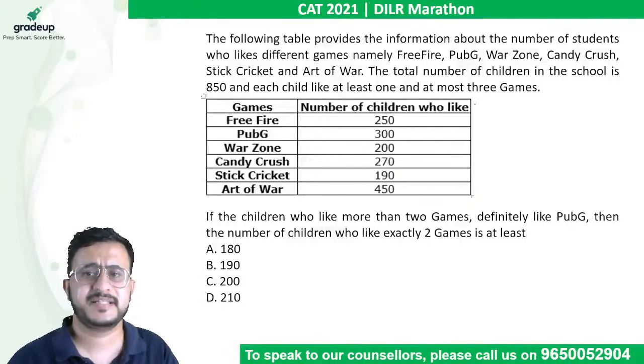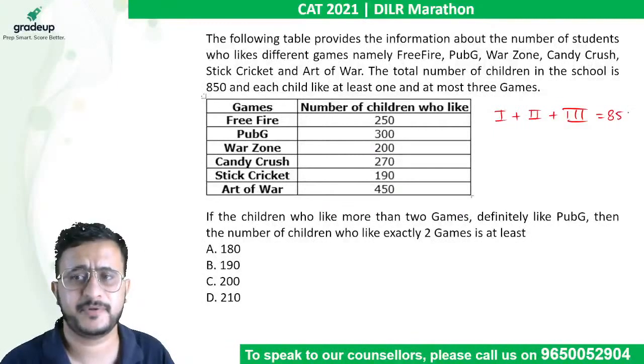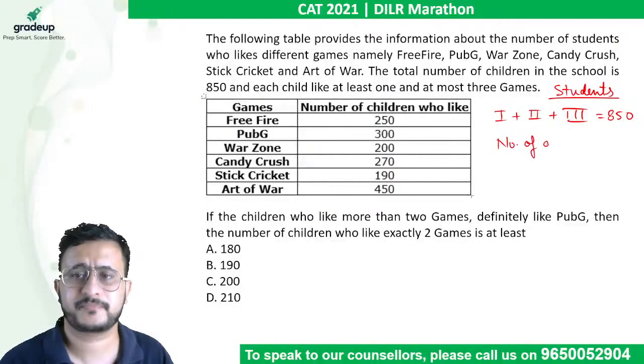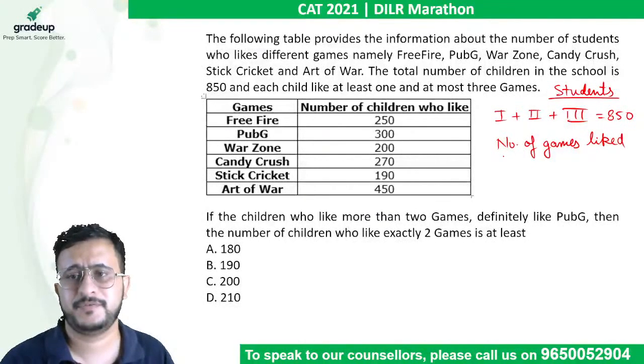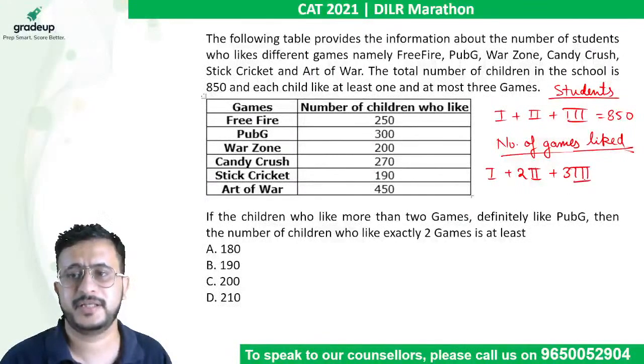Now what it is saying, see, we have 3 things. First is the number of students who like 1 game, 2 games and 3 games is 50. Number of students is this, right? If we talk about students, this is the total. If we talk about the number of games liked, these people like only 1 game, these people like 2 games, so likings will be double, and these people who like 3 games, right? So that is total 1660.